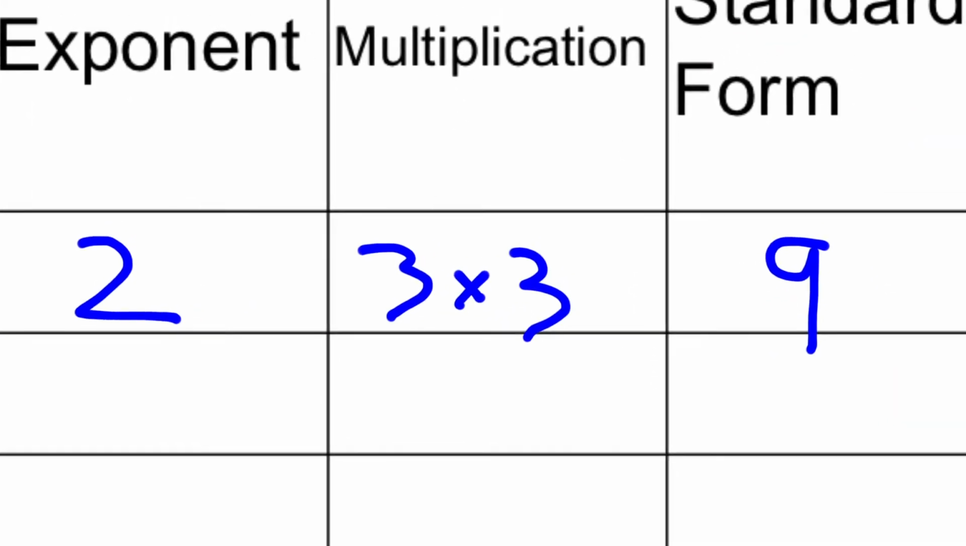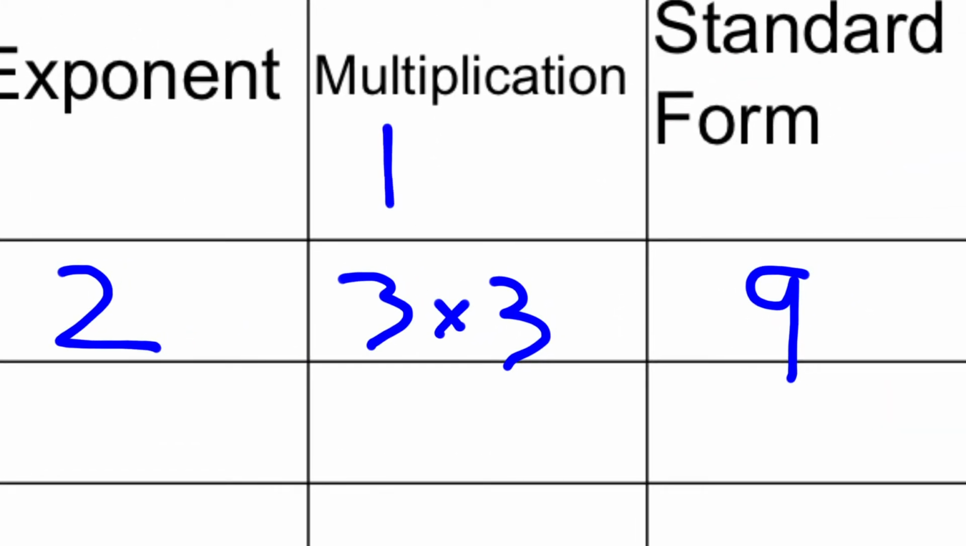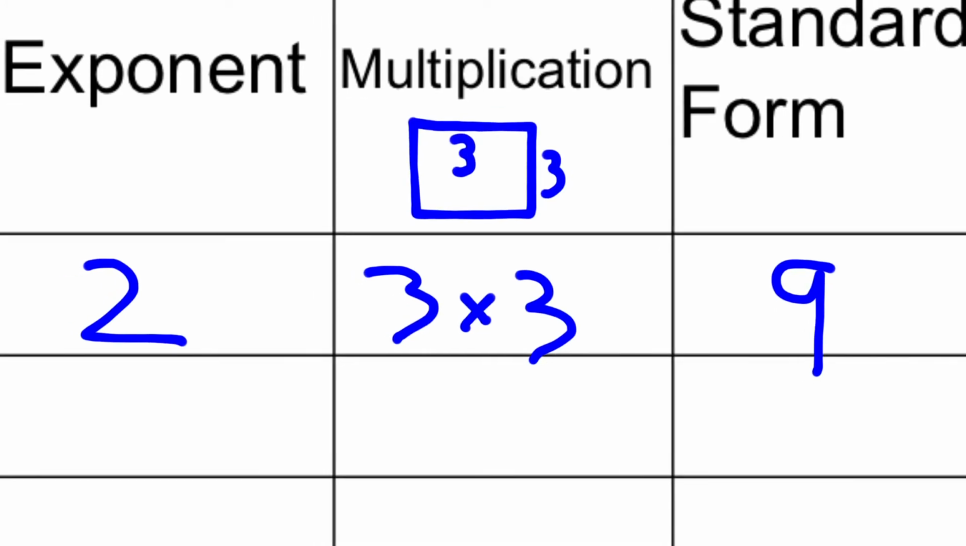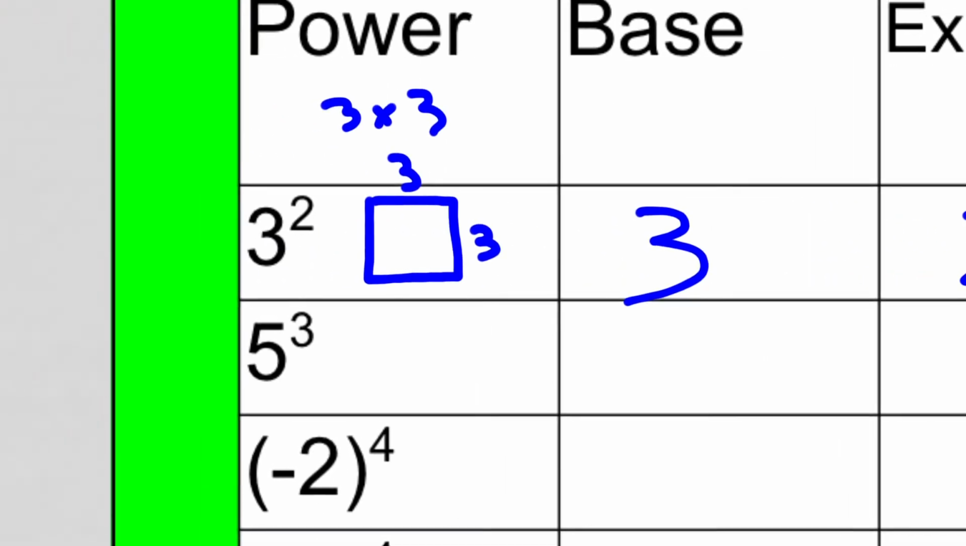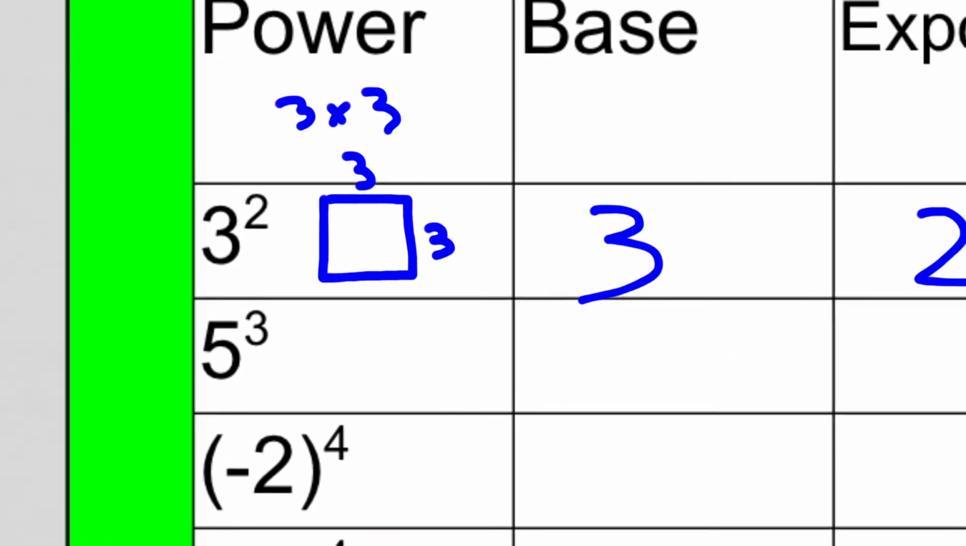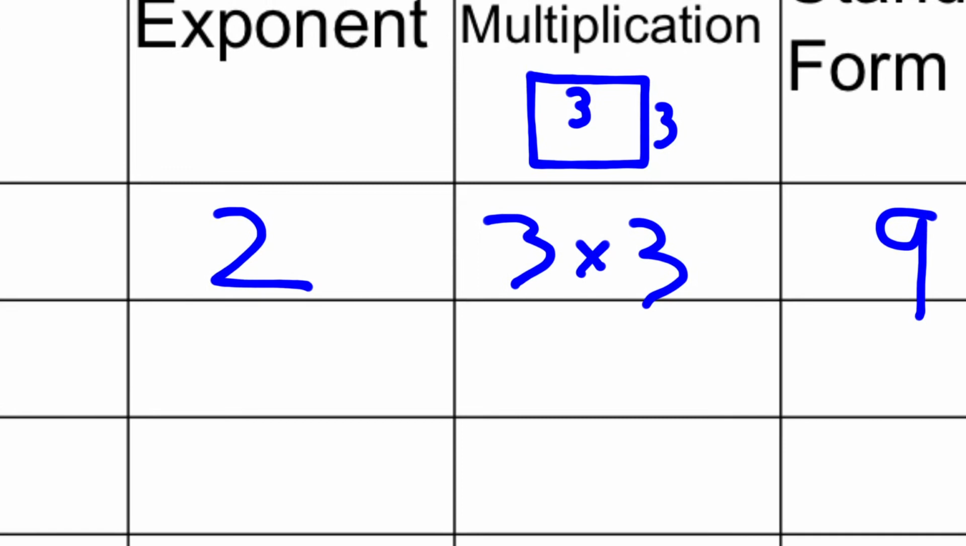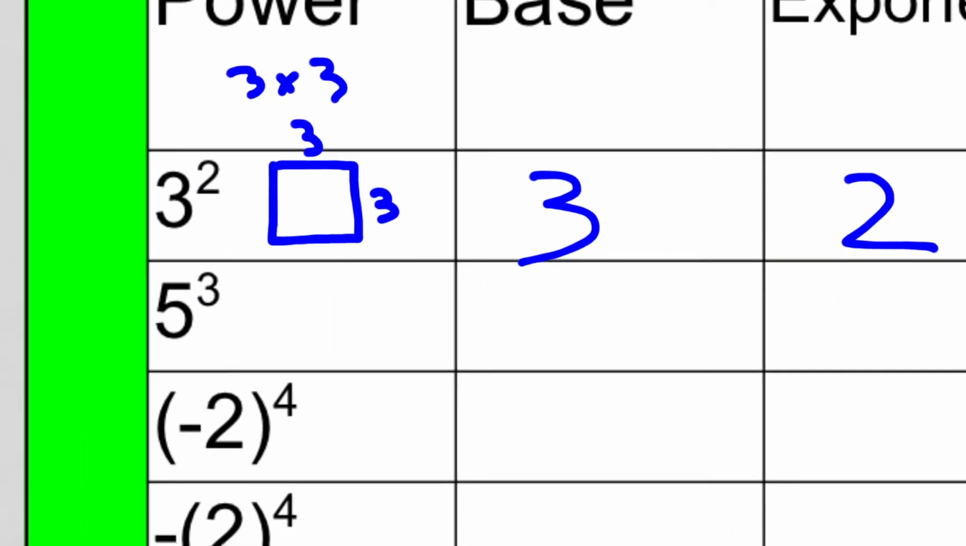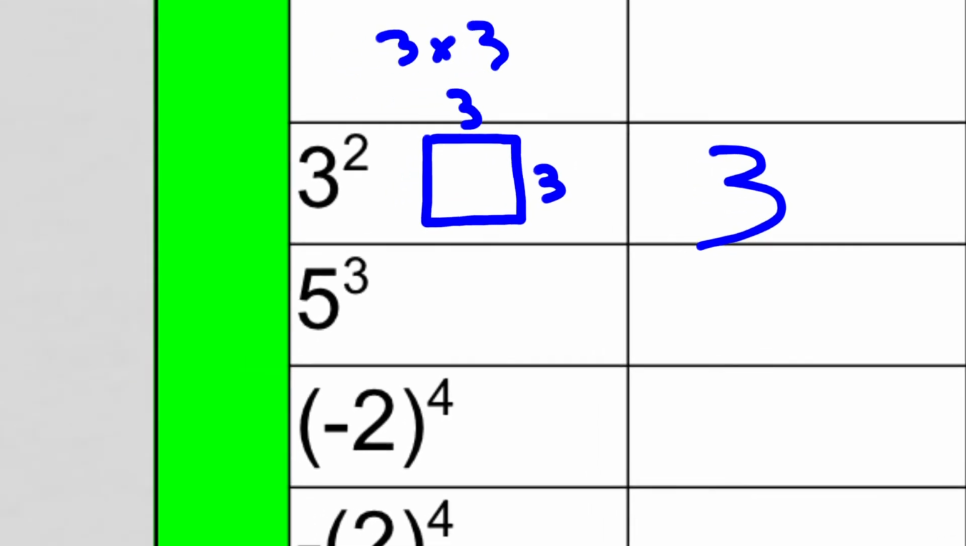Now, a 3 by 3 forms a square. This is what I was talking about before. If you had a square that was 3 by 3, that's what it would look like. And that's why we can say that 3 times 3 is also 3 squared, because that literally forms a square. Okay? 5 to the power of 3, I can also say as 5 cubed, and I'll talk about that in a second.